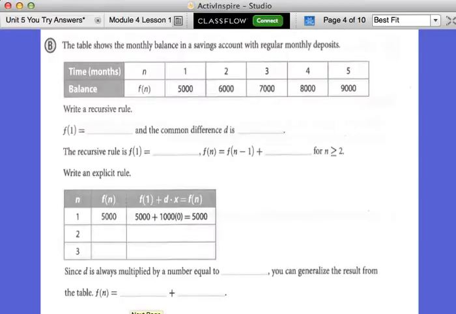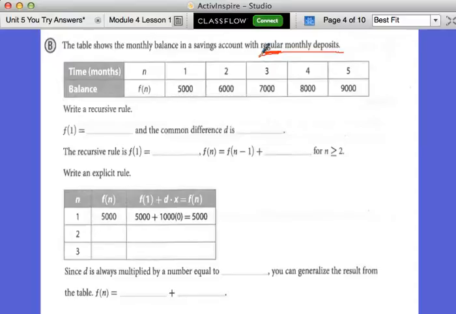All right, so here we go. We're going to try one a little bit more on our own. So in the table, we have the monthly balance, and it also gets regular deposits. We know that the word regular is incredibly important because that's telling us that it's consistent. That should tell you that it's an arithmetic sequence because the difference is always going to be the same.